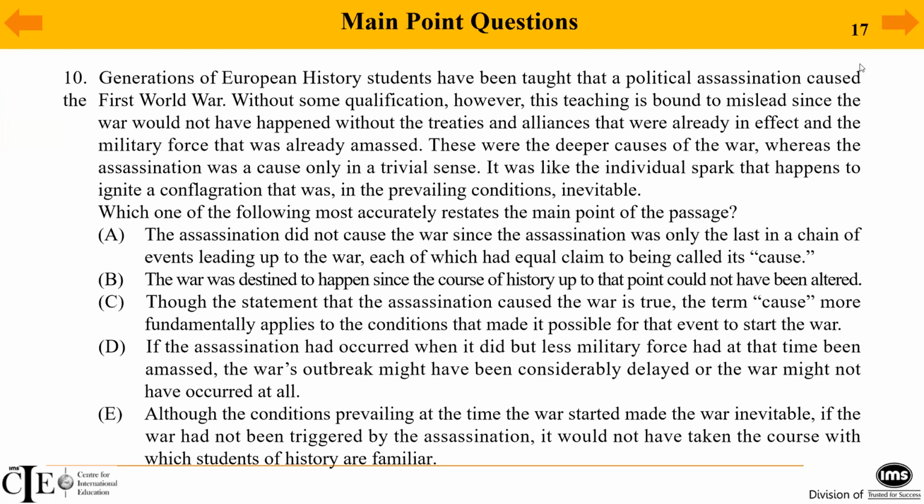C says, though the statement that the assassination caused the war is true, the term cause more fundamentally applies to the conditions that made it possible for that event to start the war. So this seems to be okay. This sounds good. So keep it. Now look at D. If the assassination had occurred when it did, but less military force had at that time been amassed, this is again hypothetical. We don't know.